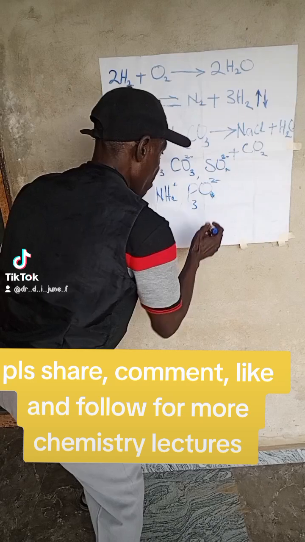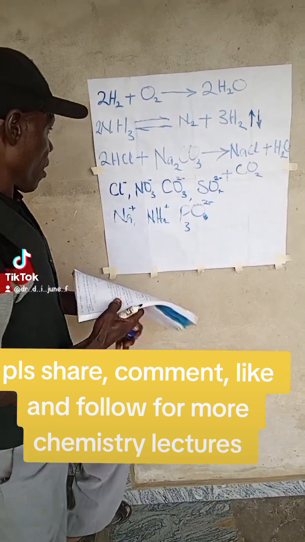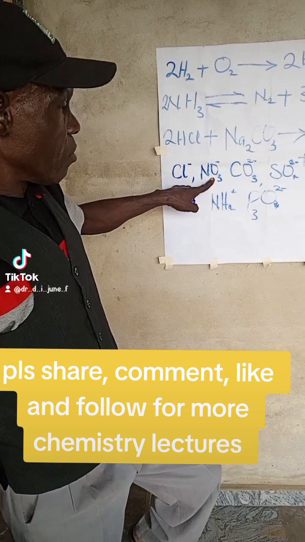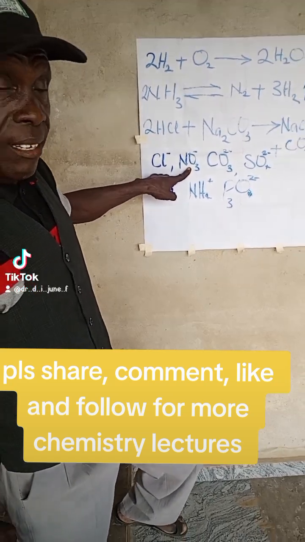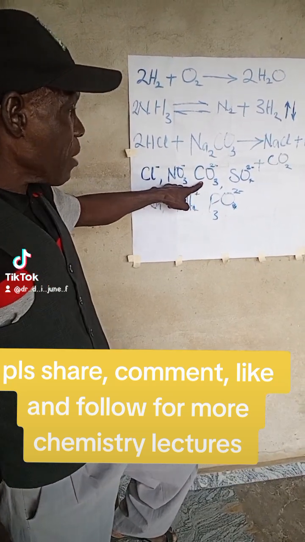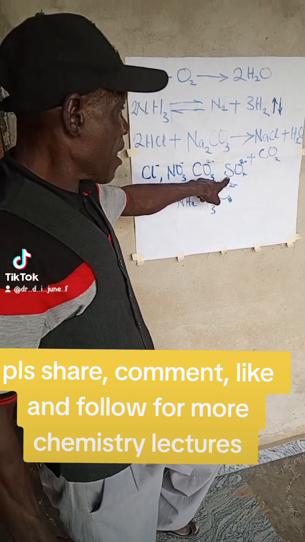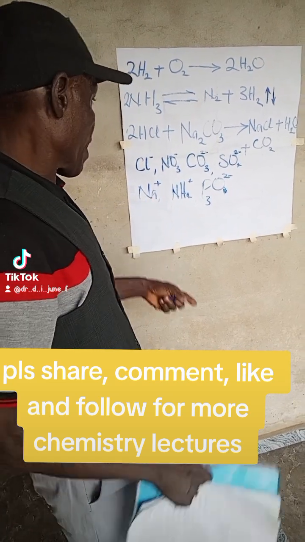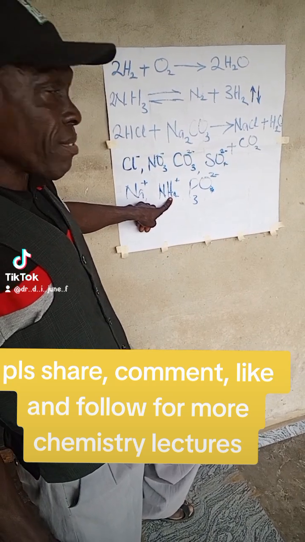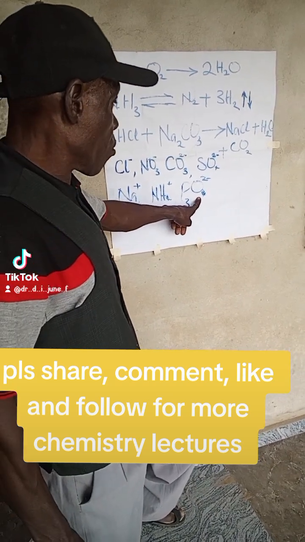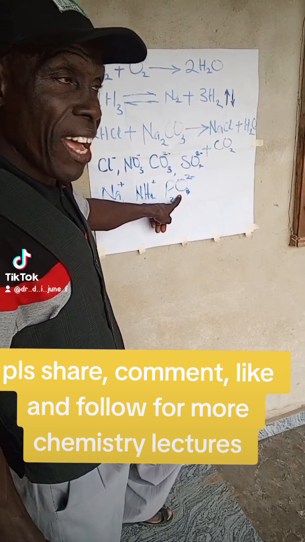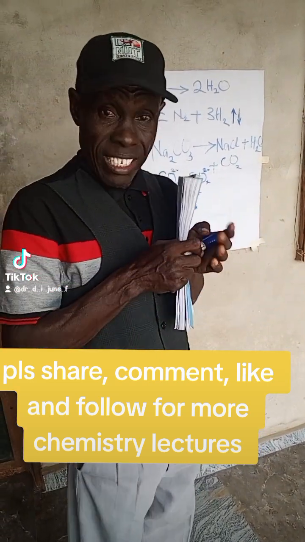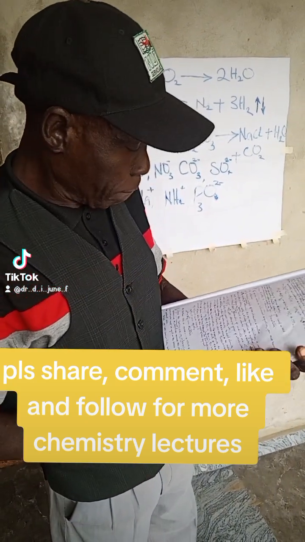Now these are radicals. Now this is an element, chlorine. This is trioxo nitrate 5 radical. This is trioxo carbonate 4 radical. This is tetraoxo sulfate 6 radical. This is sodium radical. This is ammonium radical. This is tetraoxo phosphate 4, 5, or 6 as it may be, radical. So, you must know this when you are trying to write a chemical equation.